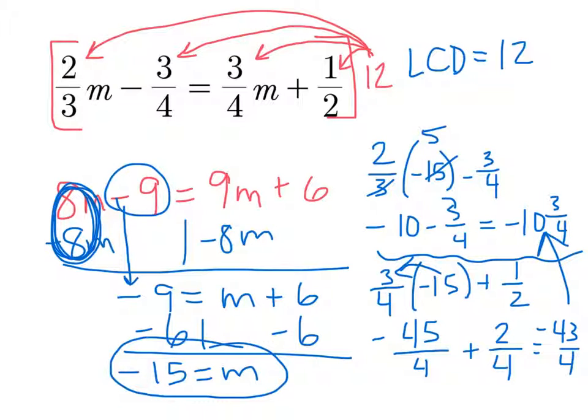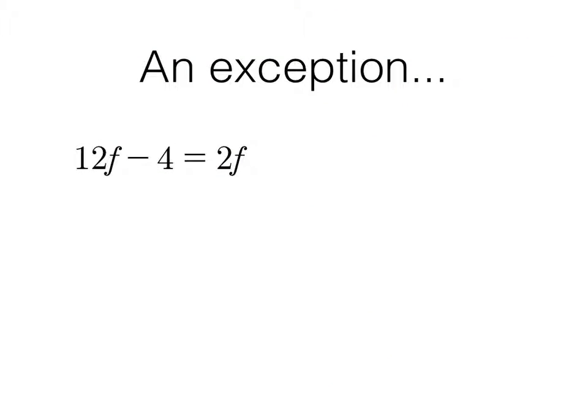Awesome. Next one. That's our exception problem. And here's the issue with this one. So what did I tell you? Smaller value of the variable. Well, 2f is smaller than 12f. If I subtract 2f, though, let's look at what happens.